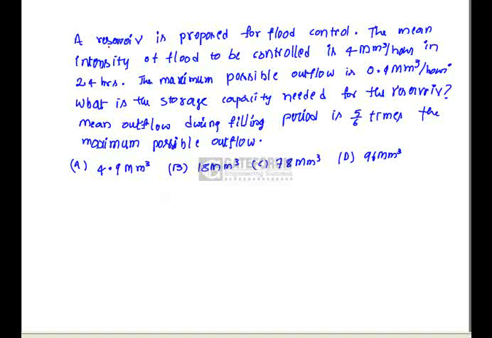Moving to the next question: a reservoir is proposed for flood control. The mean intensity of flood to be controlled is 4 megameter cube per hour in 24 hours. The maximum possible outflow is this much. What is the storage capacity needed for the reservoir? We have to find out the storage capacity. Capacity of reservoir is equal to total inflow minus total outflow.